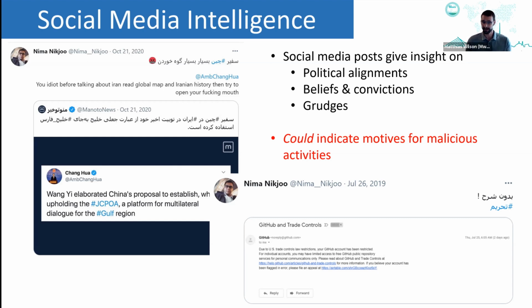So if there is any activity from the APT33 group against anything Chinese, and this fits the timeline, we could have a certain motivation here, that he and his buddies are angry about something that the Chinese politician here is talking about. The other thing on the bottom right, Nima a while back shared information that he was kind of locked out of his GitHub account. Now, your GitHub account has been restricted due to US trade control law restrictions. So again, if we have an attack sometime after that against GitHub, Microsoft, or something like that, this could be an indicator for the motive of such malicious activities.